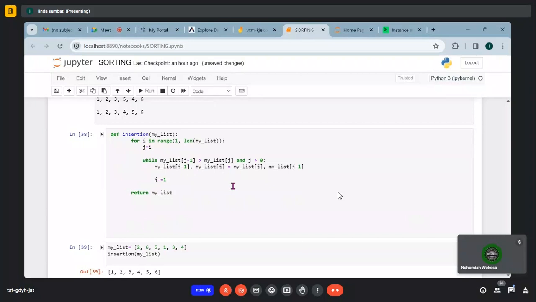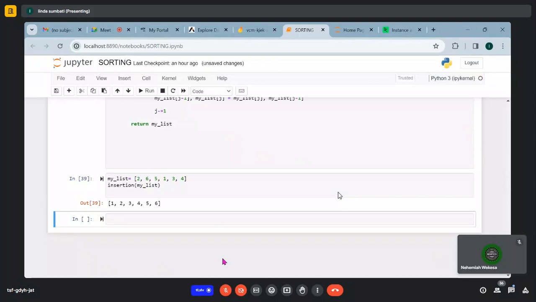This is the easiest way of writing the insertion sort, but another person can write it in different ways and it will still work. Linda, can you kindly remind me what "J equals to I" means there in that function? At least I've understood the rest; otherwise, it's giving me a challenge.